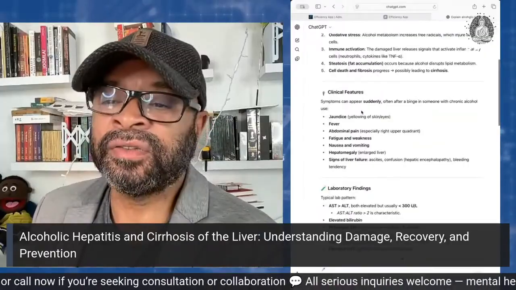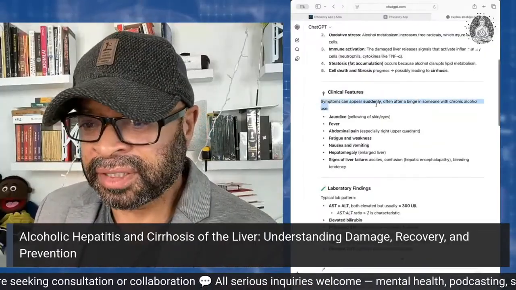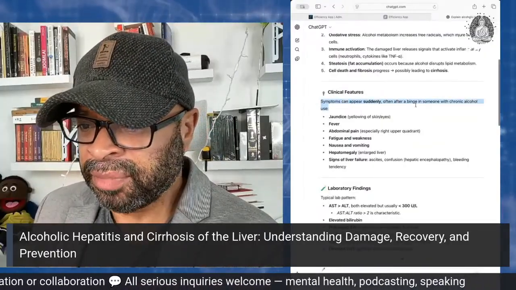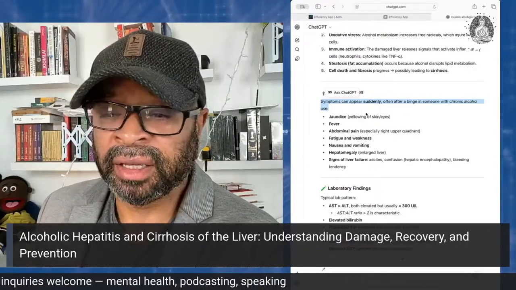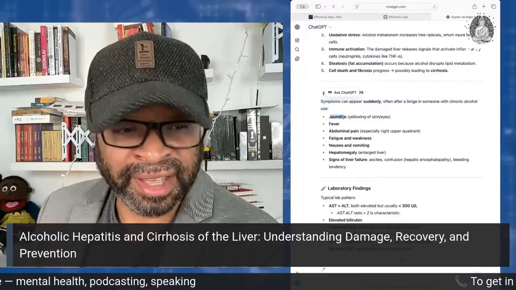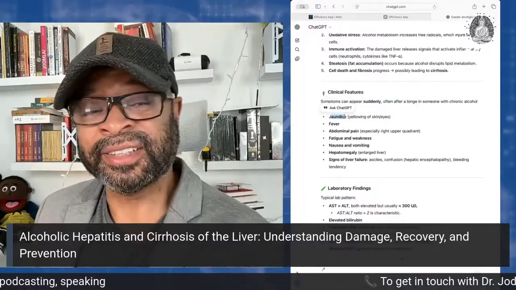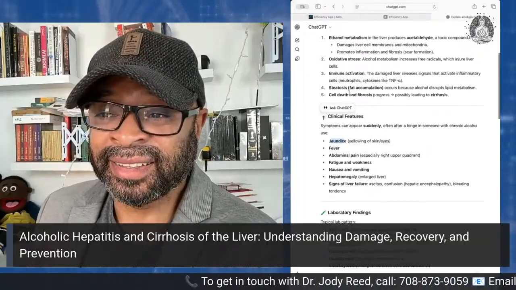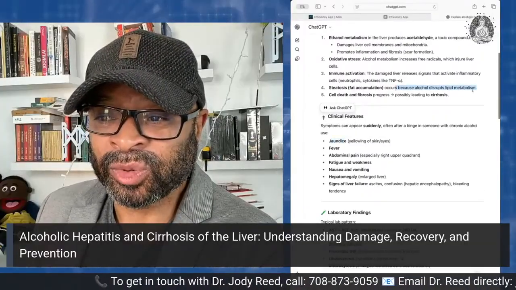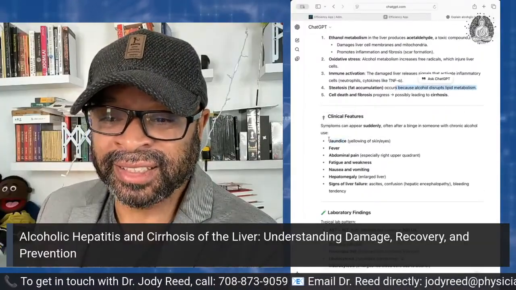Clinical features: symptoms can appear suddenly, often after a binge in someone with chronic alcohol use. Jaundice, the yellowing in the eyes, and the buildup of fat, because alcohol disrupts lipid metabolism.